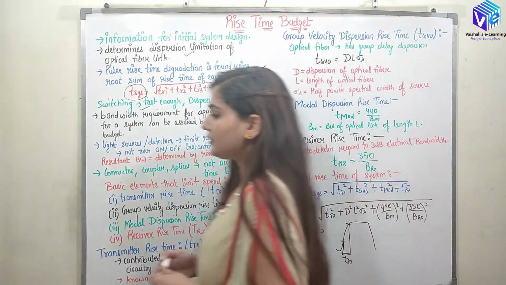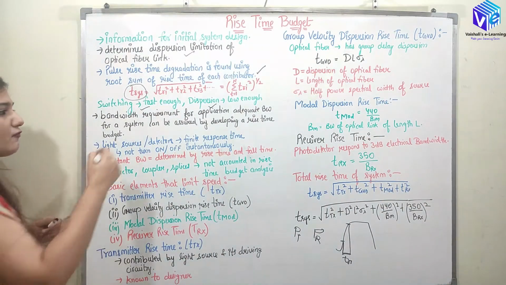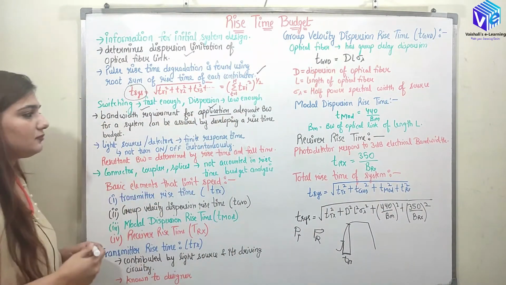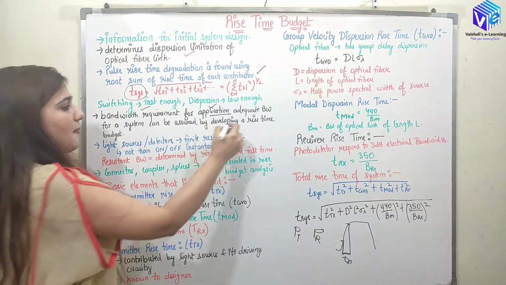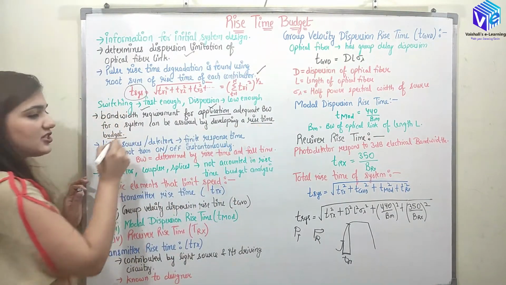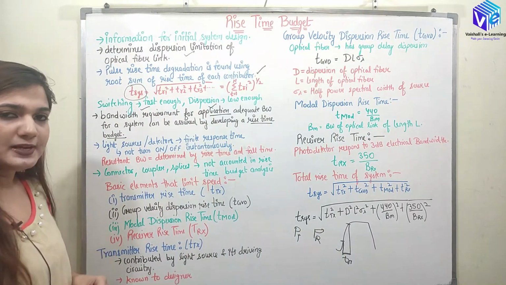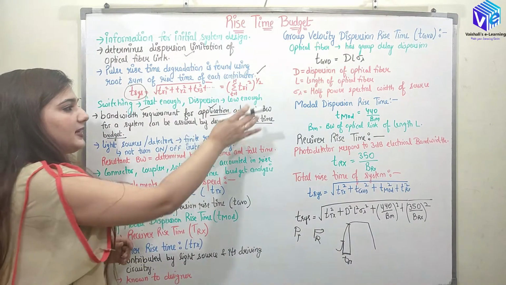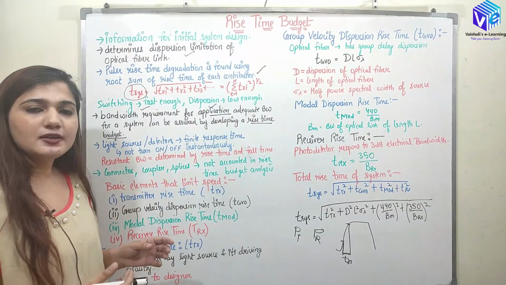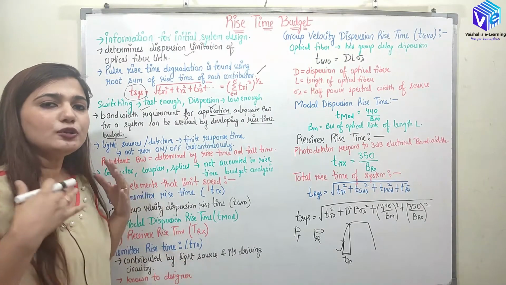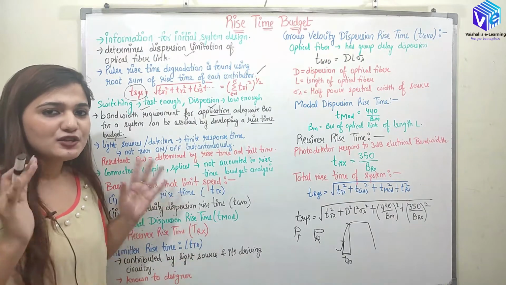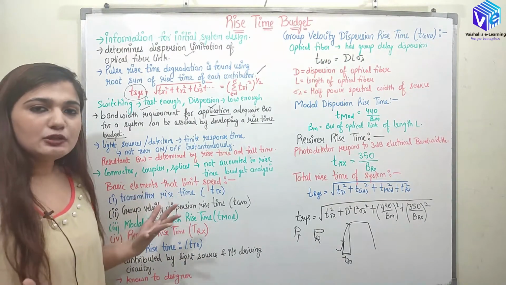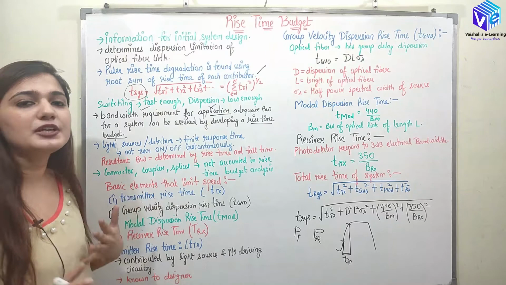Right? So the bandwidth requirement for a given application should be found out by developing the rise time budget analysis. For a particular application, we will be finding out the adequate bandwidth only after finding out the rise time budget for this application. And for that we should understand how we are calculating the rise time for each element.